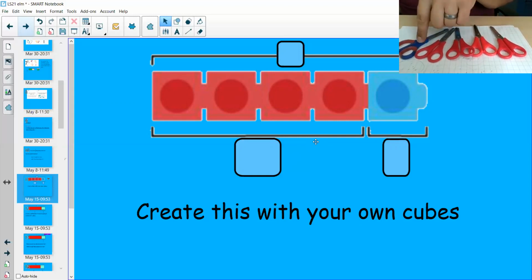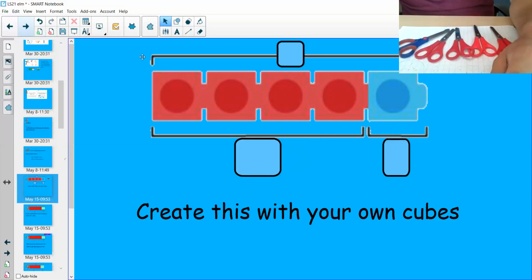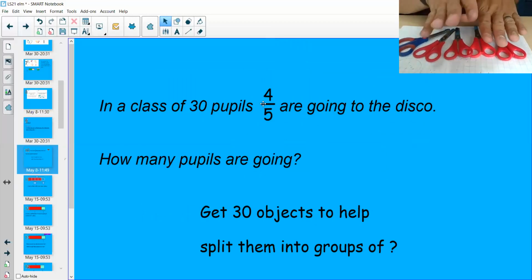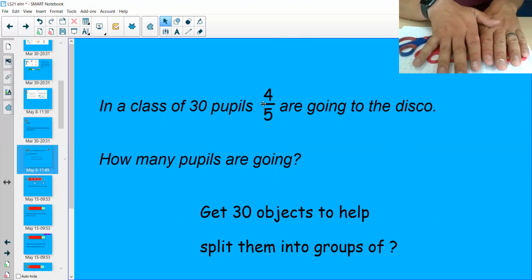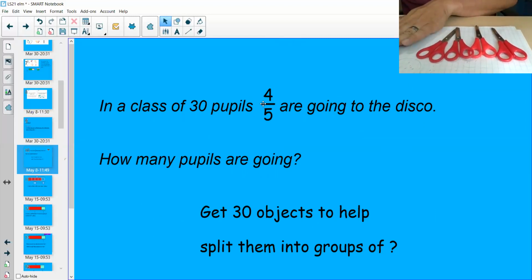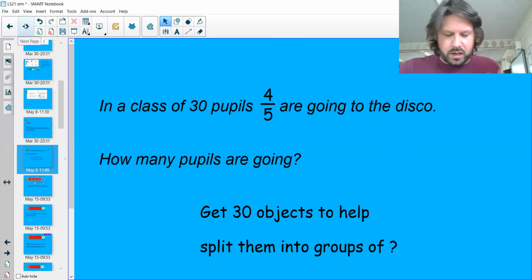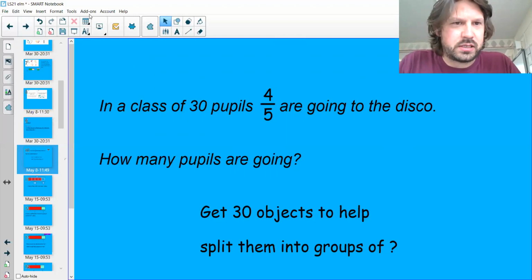That one blue, what does that represent? Does that represent people going to the disco or staying away from the disco? If we look back on screen, 4/5 are going. So the reds are going to the disco. And this one is the 1/5, my unit fraction, that is not going to the disco. Now, hopefully, fingers crossed you're with me, I know it gets tricky. So 4/5 are going to the disco.